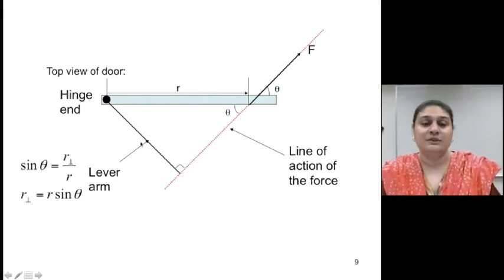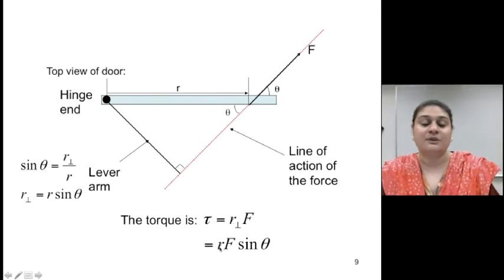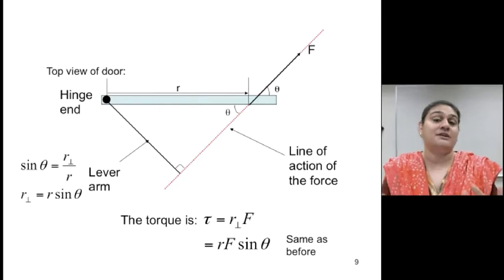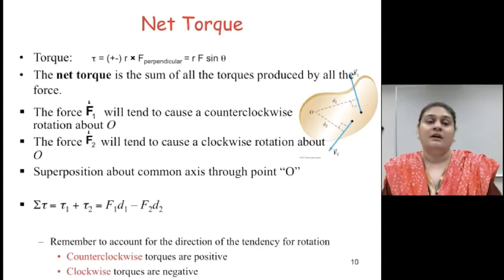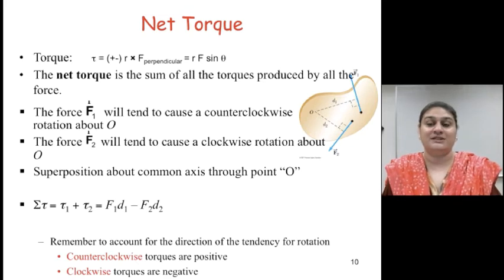In this case, you will now have sine theta equals R perpendicular over R, if you were to draw this triangle like that. So that means your R perpendicular, the one that you are looking for, is going to be R sine theta. If you plug it into the torque equation, torque equals R perpendicular times F, and the answer will come out to be R F sine theta, which is exactly the same as the one we used for method 1. So for both cases, your final answer should come out to be the same, whether you use method 1 or method 2. Now, what happens when you have more than one force, let's say, acting on an object?